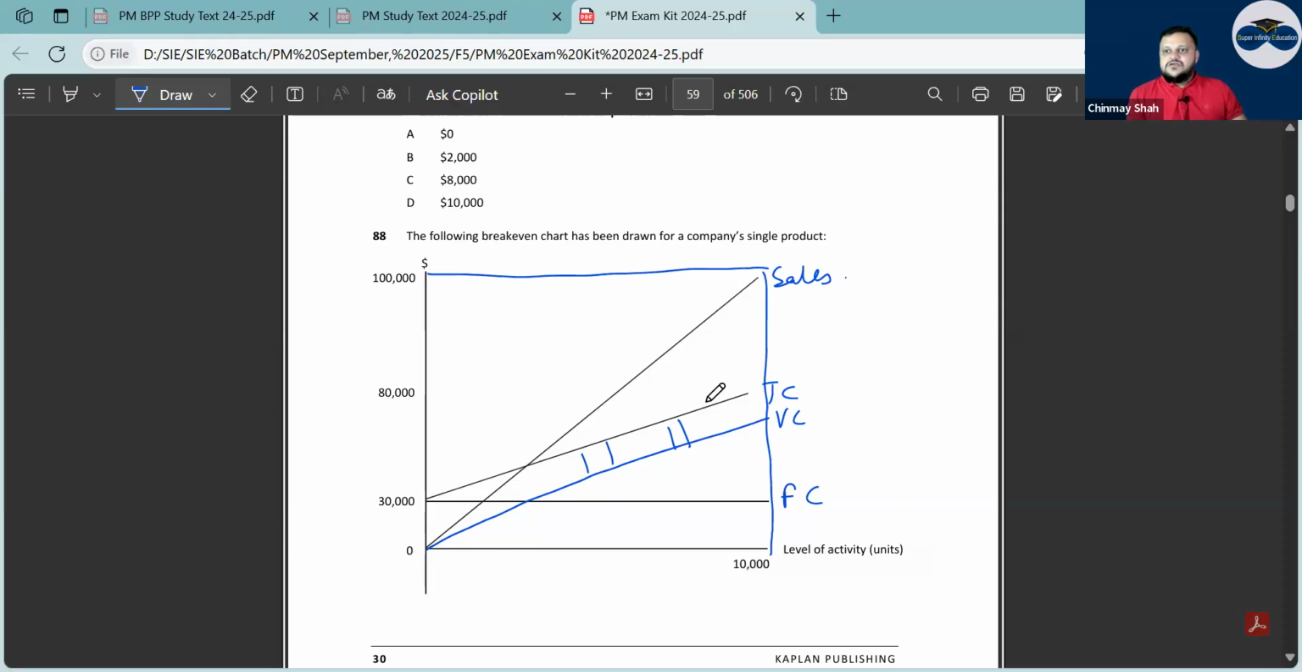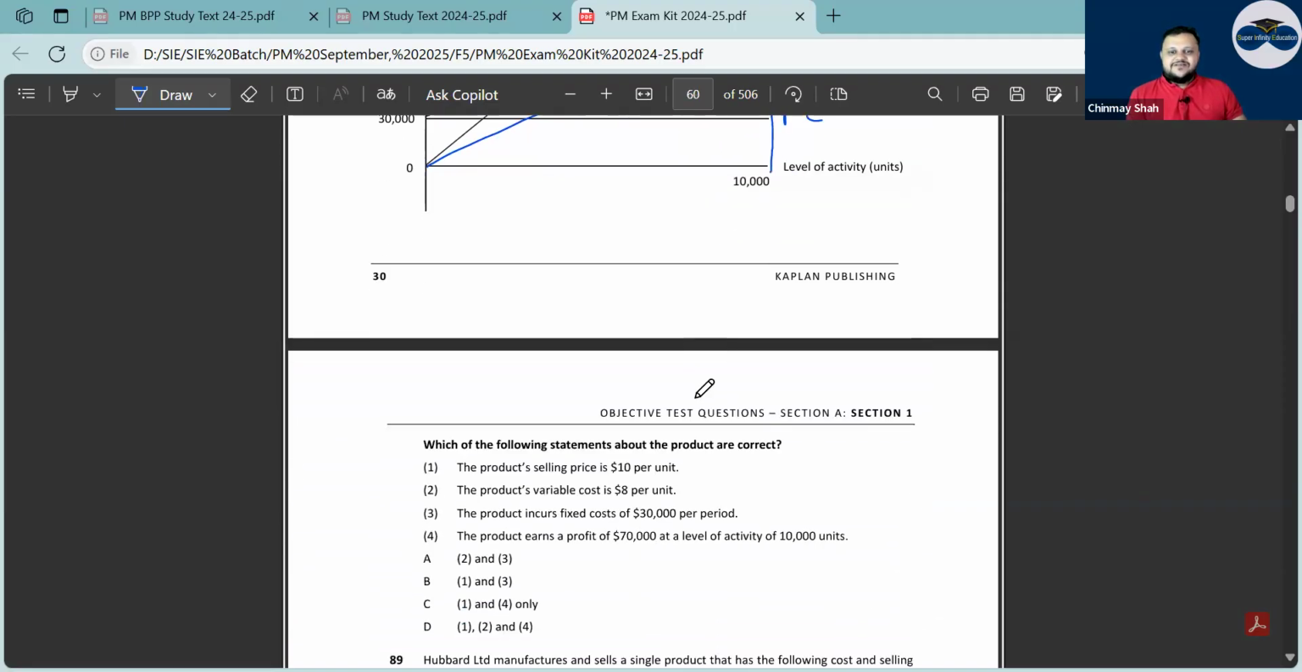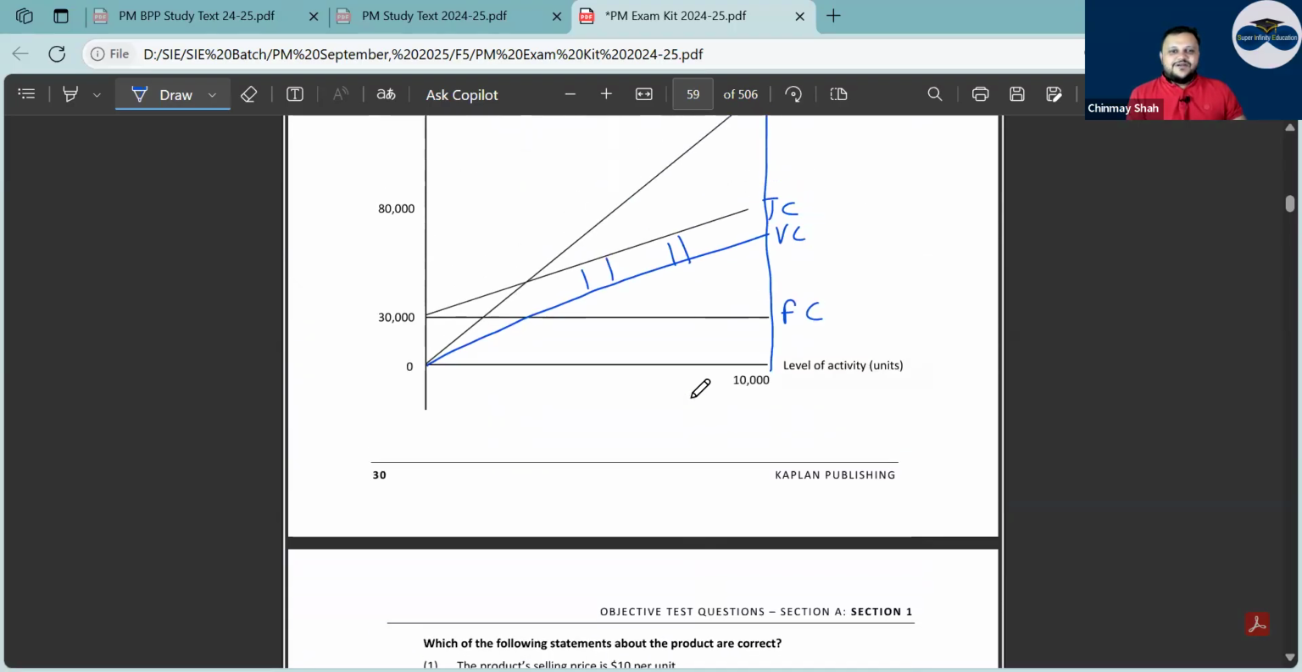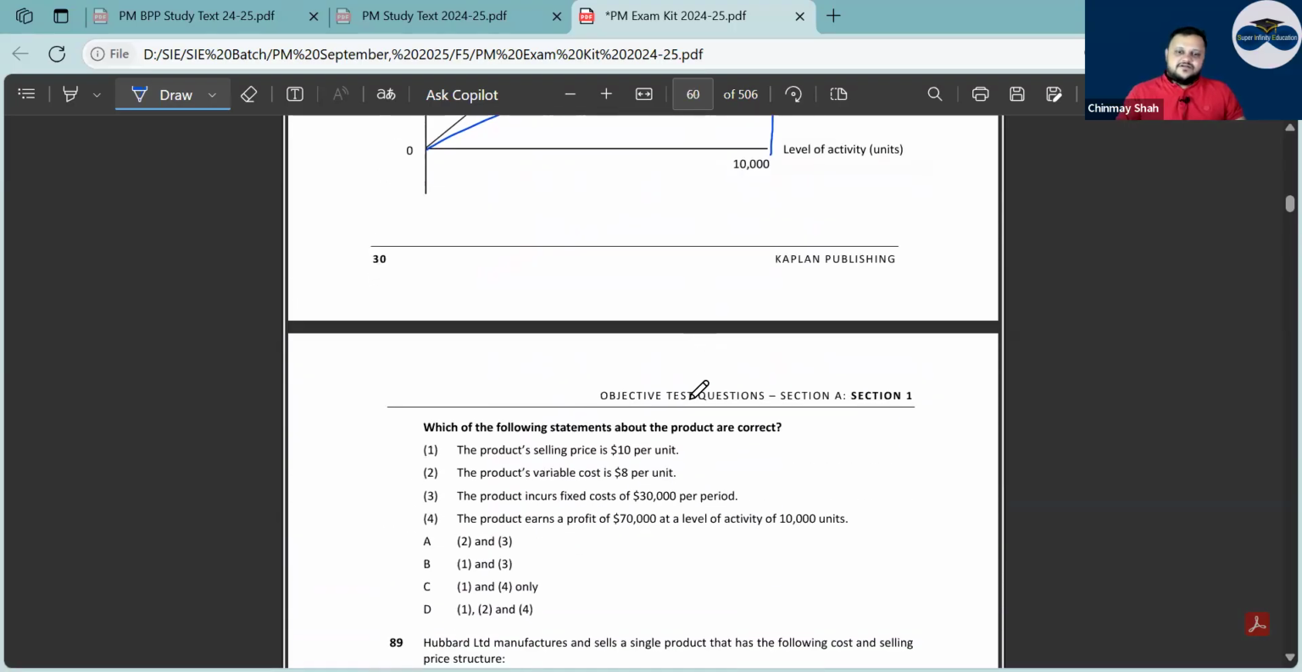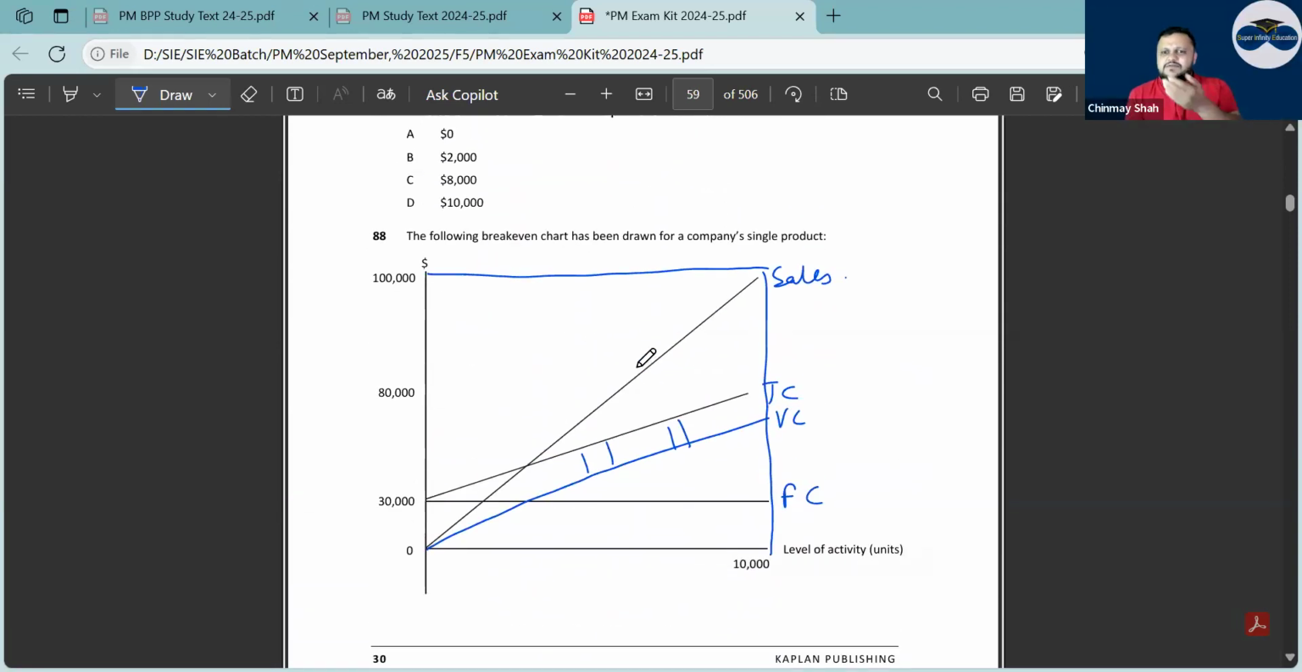100,000, 10,000. So what is the selling price per unit? Tell me. 100,000 by 10,000, so $10. Correct. Fine. Product variable cost is $8 per unit. Is anything about variable cost given to you? But can you find out?